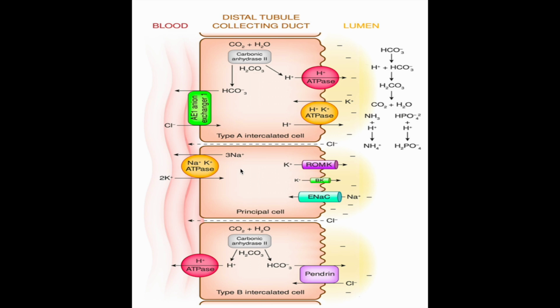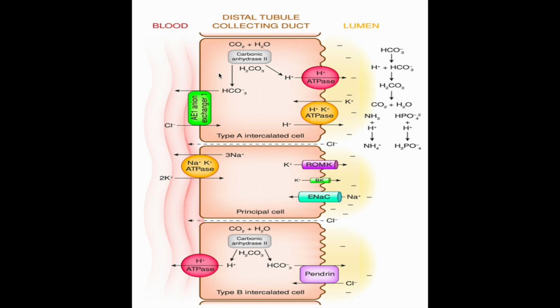The type A is associated with acid excretion, that is it will release the H plus. So here you can see the bicarb is generated, H plus is generated. H plus is actively pumped by two channels, the H plus ATPase and the H plus potassium ATPase. So this results in the removal of the acid. Now this will be continuously neutralized by the bicarb, but once it gets exhausted, you have ammonia and phosphate which will be used to neutralize the H plus. And here you have the anion exchanger where the bicarb and the chloride are exchanged.